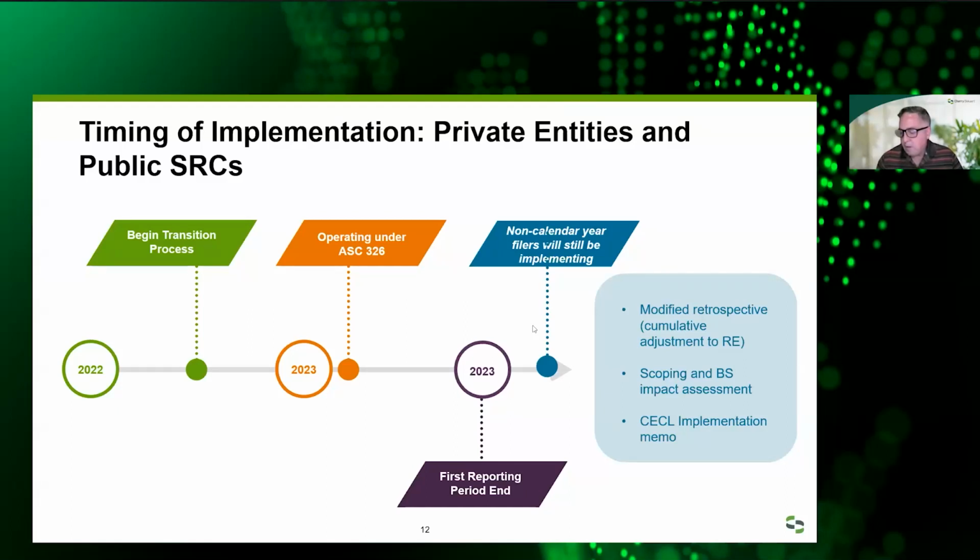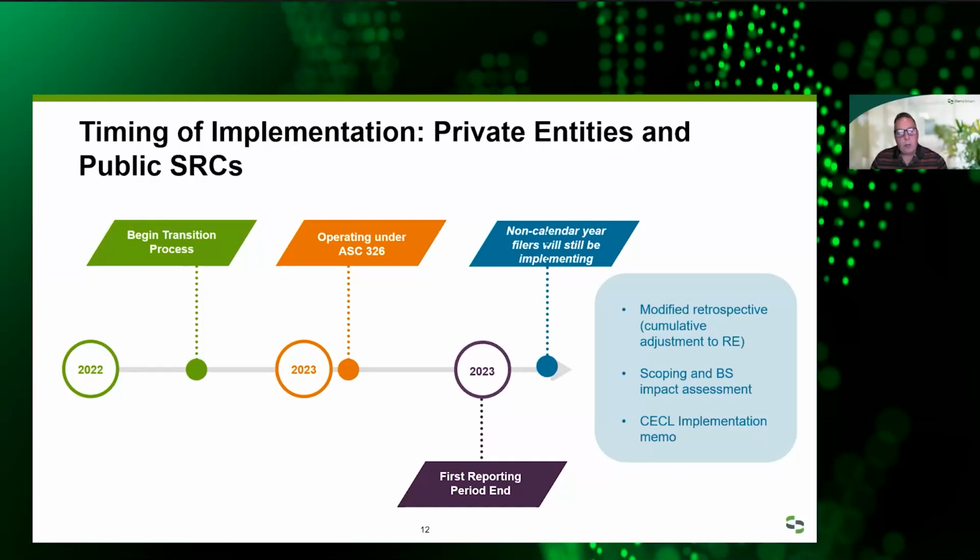All right, so moving into the timing. The timing of implementation, to sum it up, is that the time is now, right? In 2020, public filers adopted and the banks adopted; private companies and SRCs are this year. So as of January 1st this year, companies should have adopted. Hopefully everyone on the call is either in the process or starting the adoption. The first reporting period will be this calendar year end, if you're a calendar year filer.